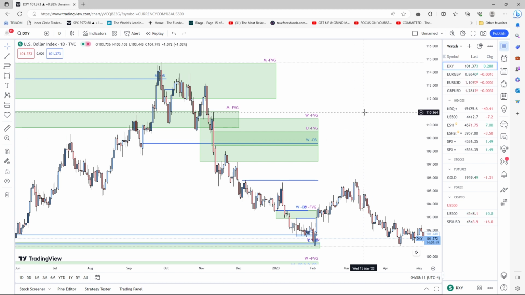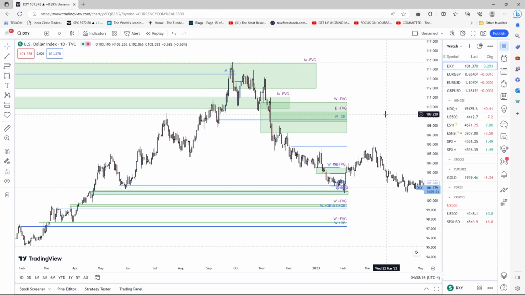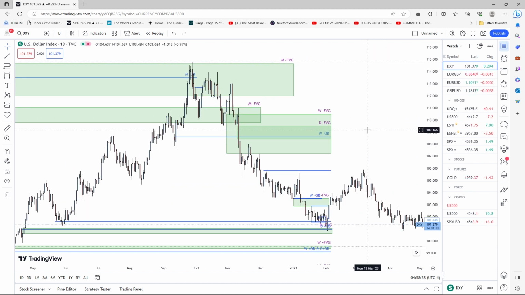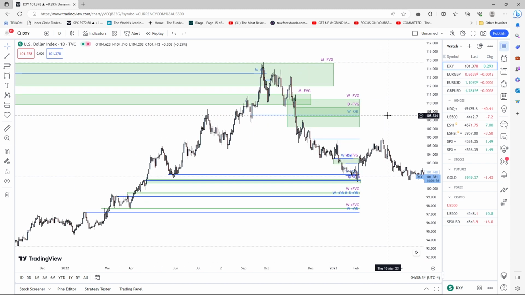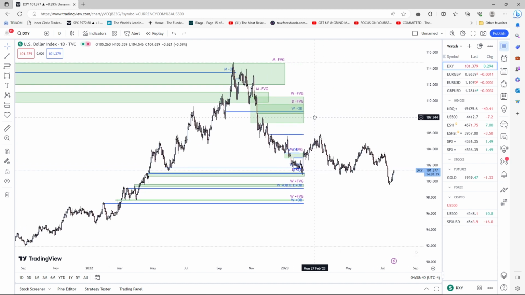So, I thought that I would talk about rejection blocks and how I would utilize them in taking entries as well as using them in your analysis. But before we get to doing that, I want to talk about this dollar chart. We are looking at a daily chart of DXY.